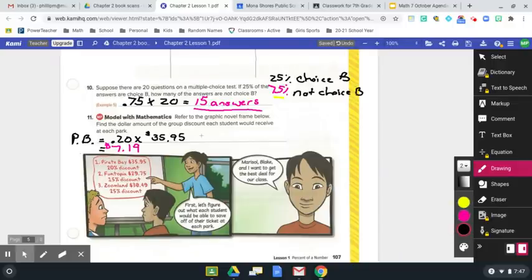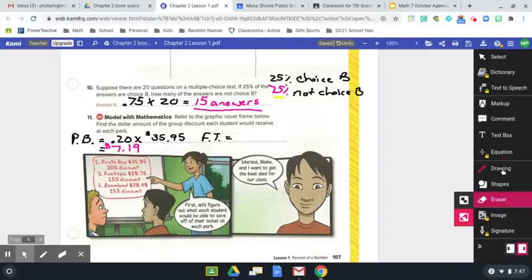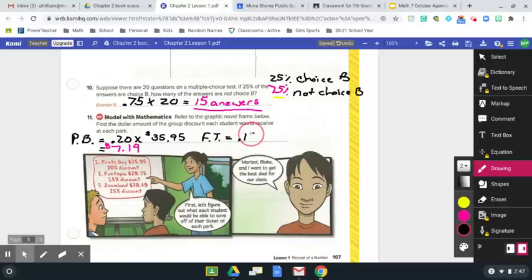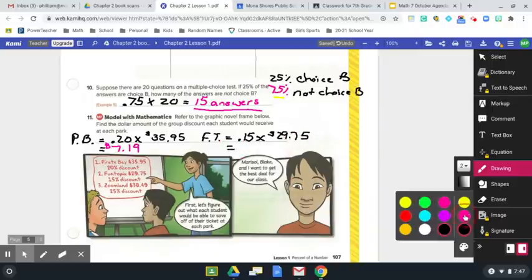Let's try Funtopia. So I'm going to put FT. And their discount is 15%. So we're going to take that to a decimal. 0.15 times the $29.75 that it is for the ticket. And then let's also calculate this. So each time, right, you have your calculator right next to you. You're using that to work these problems out with me.